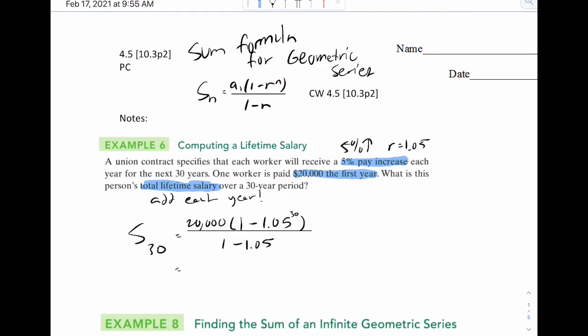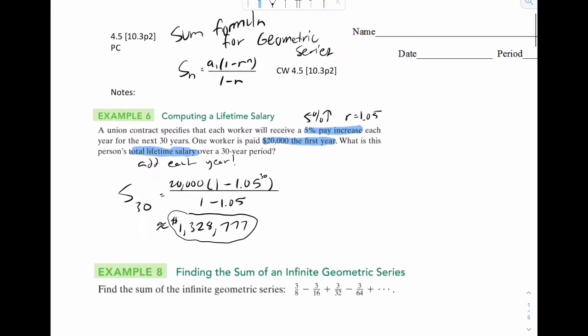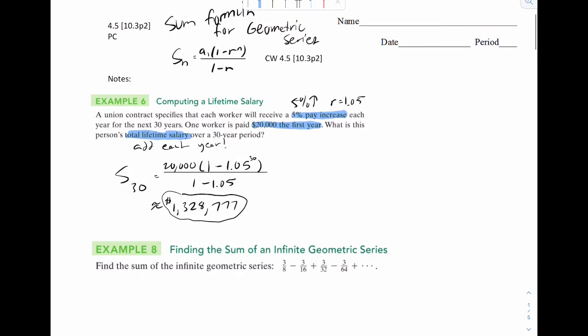Now plug in your calculator and you get, this is about $1,328,777. Okay, so pretty straightforward. Type in your calculator and we're done. Now we go to the next example.